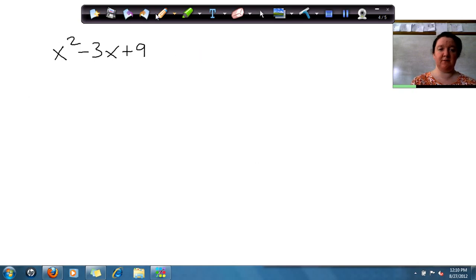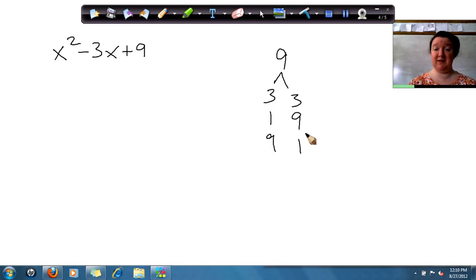Let's look at another example. Here we need to think about what multiplies together to give us 9, but adds together to give us a negative 3. So if I think about 9, I could do 3 and 3. I could do 1 and 9. I could do 9 and 1. If I look at any of these options, 3 plus 3 would give me 6. Well, that's not negative 3, so that doesn't work. 1 plus 9 gives me 10, and 9 plus 1 gives me 10. This is another one that cannot be factored.